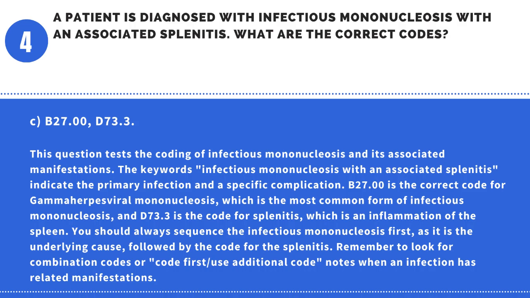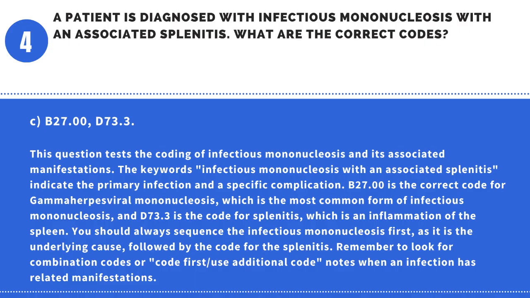D73.3. This question tests the coding of infectious mononucleosis and its associated manifestations. The keywords infectious mononucleosis with an associated splenitis indicate the primary infection and a specific complication. B27.00 is the correct code for gammaherpesviral mononucleosis, which is the most common form of infectious mononucleosis, and D73.3 is the code for splenitis, which is an inflammation of the spleen.